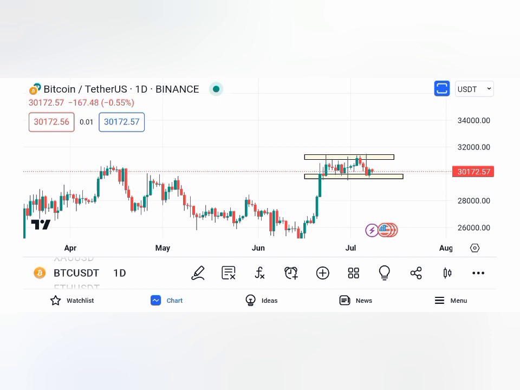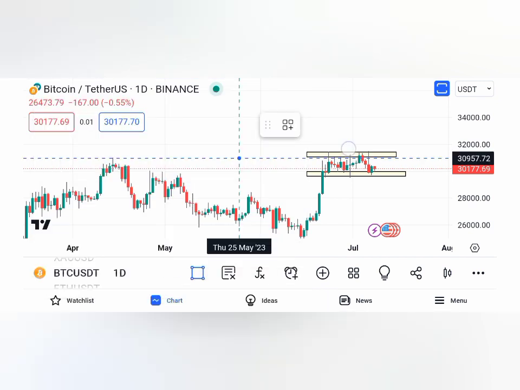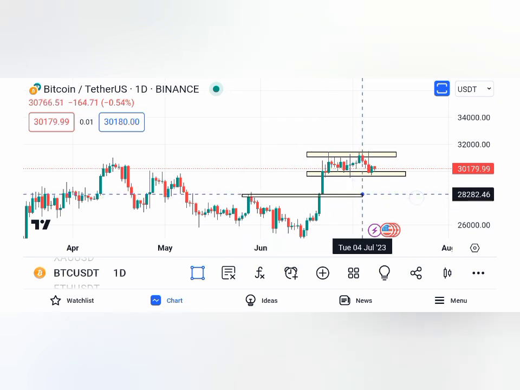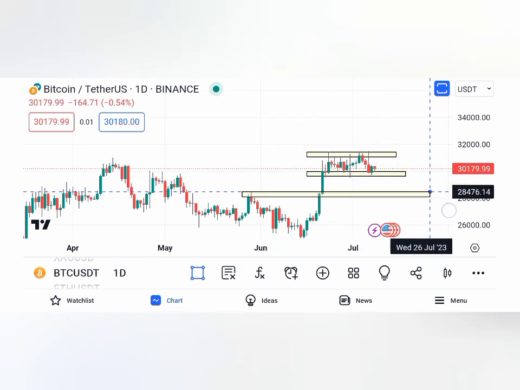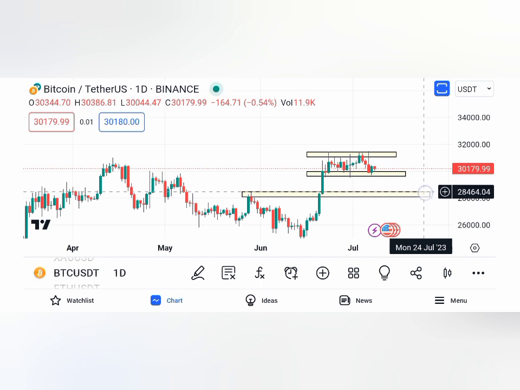Now if Bitcoin breaks downwards, my target will be this key level here. My target for Bitcoin will be this key level here, that is 28k, around 28k. So that's where I'll be looking. That's my target on Bitcoin if Bitcoin breaks downwards.